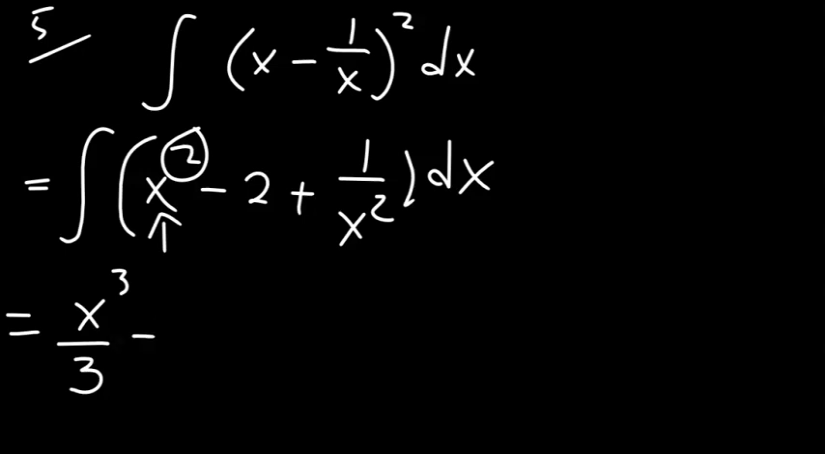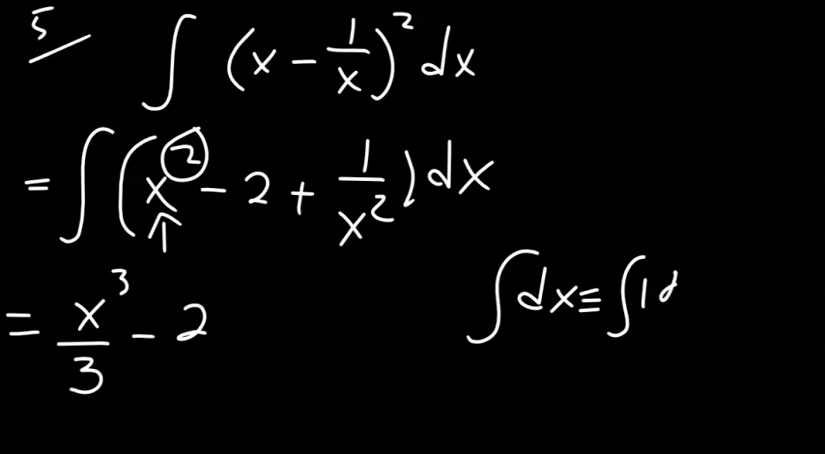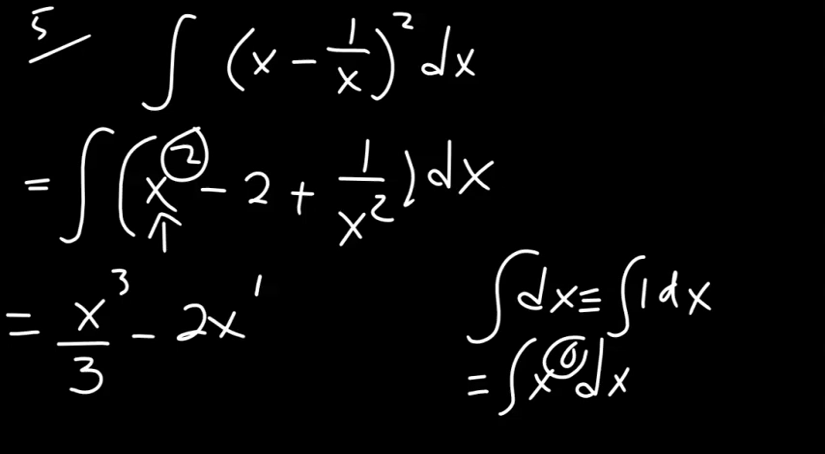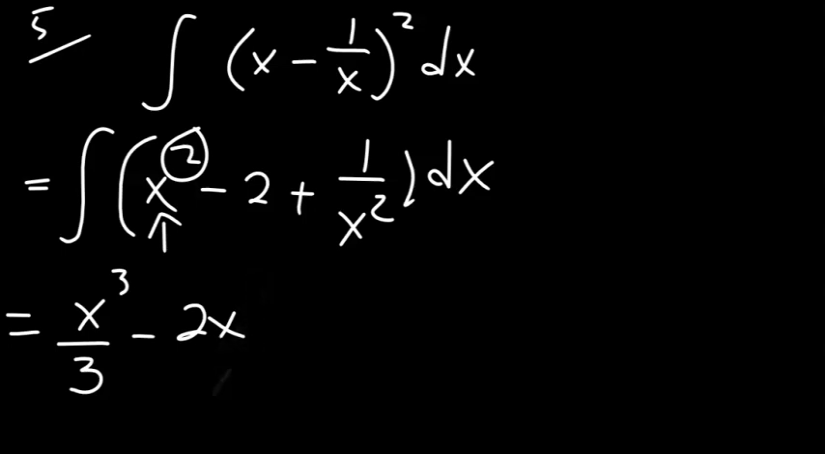Minus the second one is 2. So 2, when you integrate dx, you're integrating 1 dx. 1 is just x to the power 0 dx. So raise the power by 1, you get x to the power 1, and you divide that by 1, which we can simply write like that. And the last term is x to the power minus 2. So if you increase the power by 1, you get minus 1 over minus 1, and don't forget the constant.